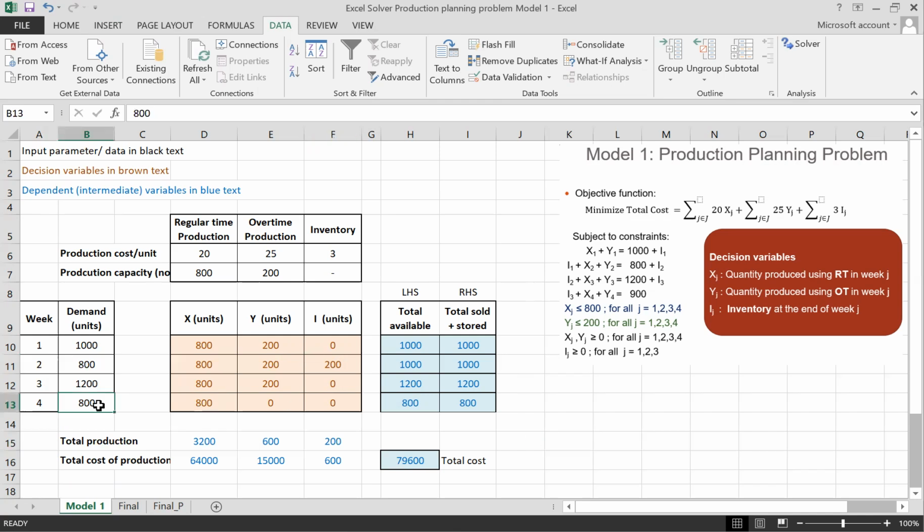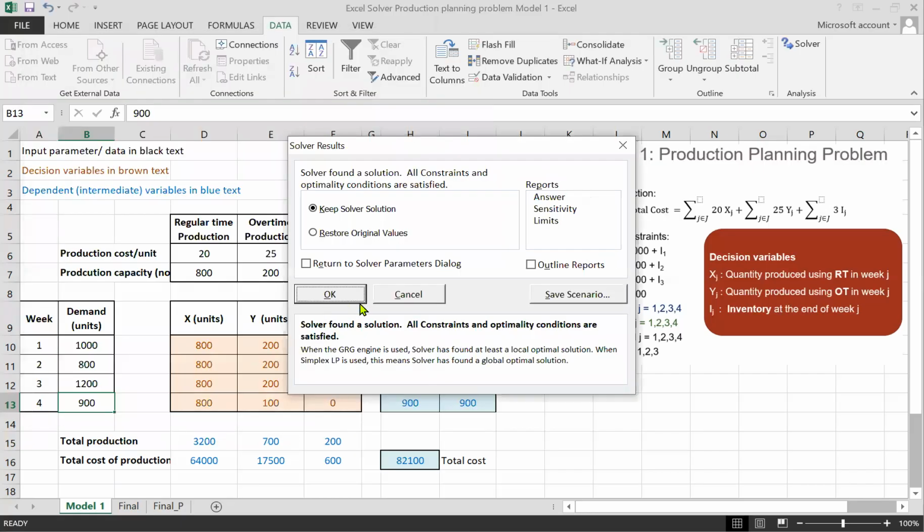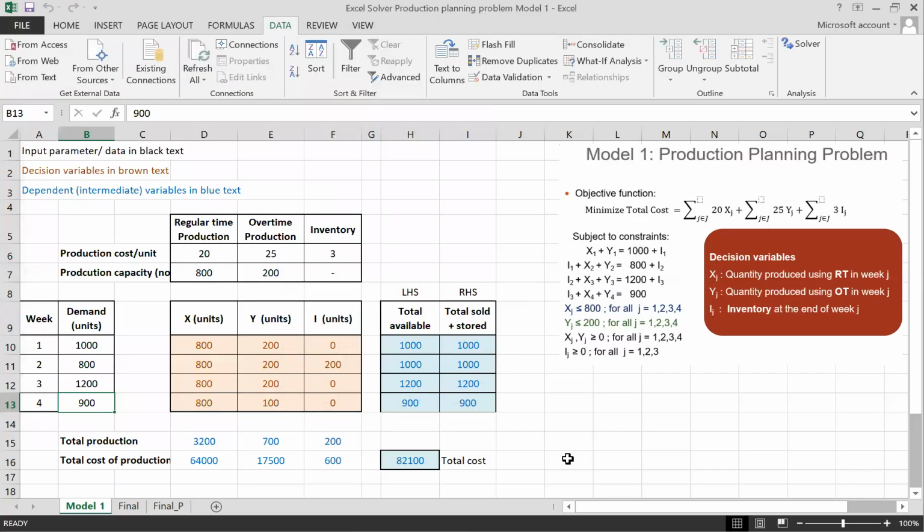So let's change the value to 900. Save, go to Solver again. Of course, when we have increased the demand in the fourth week and we optimize the problem again, the objective function value, which is the total cost, must increase. Only the data is changing, no change in the model. Solve. Again found optimal, and we can see the cost has increased.